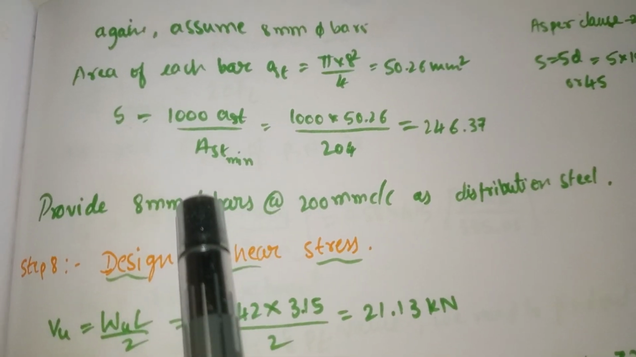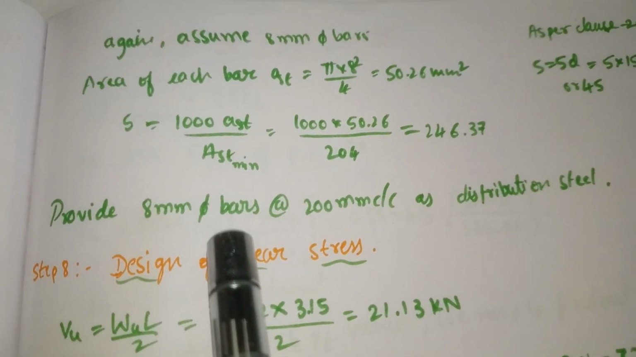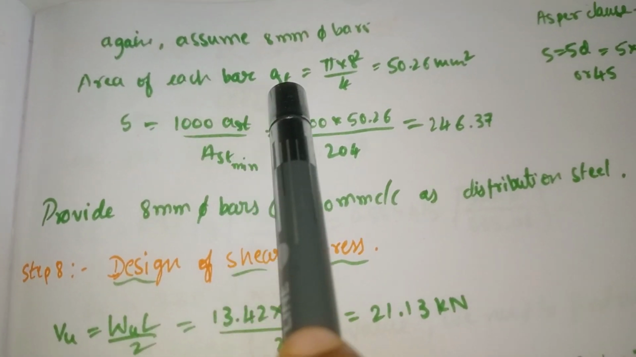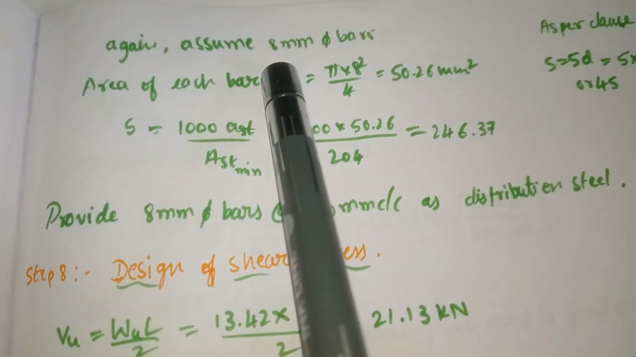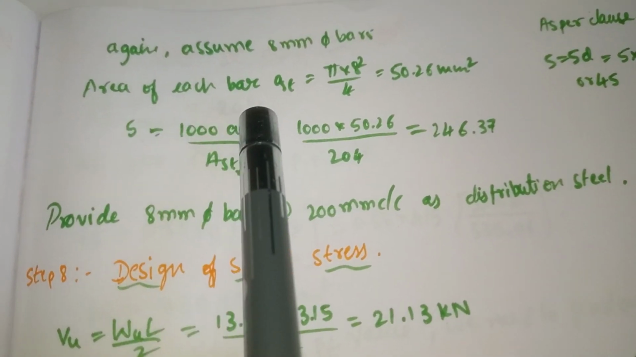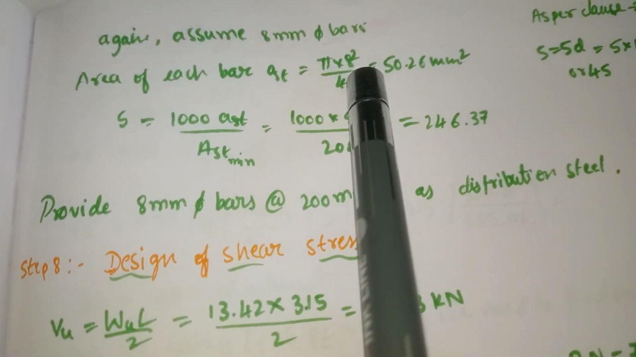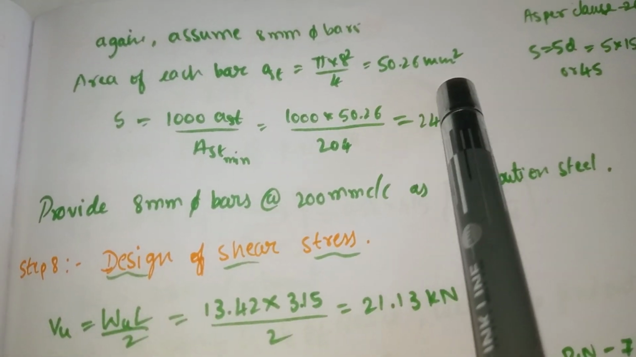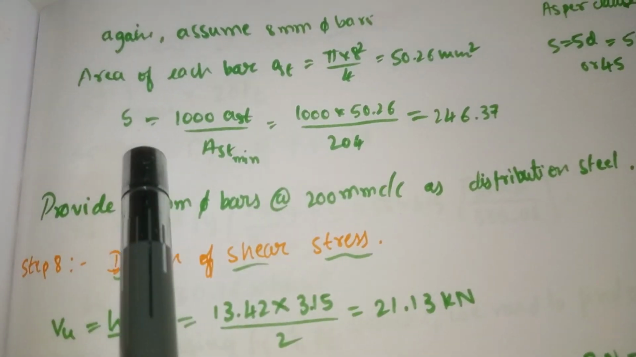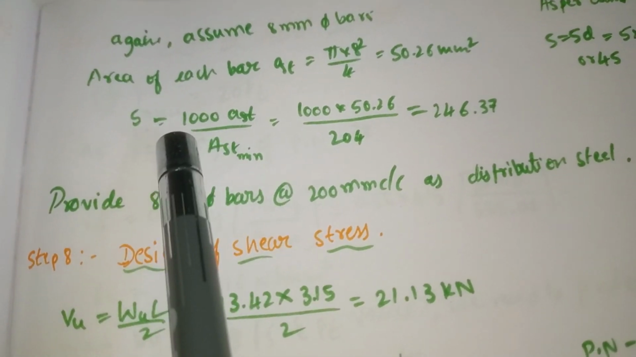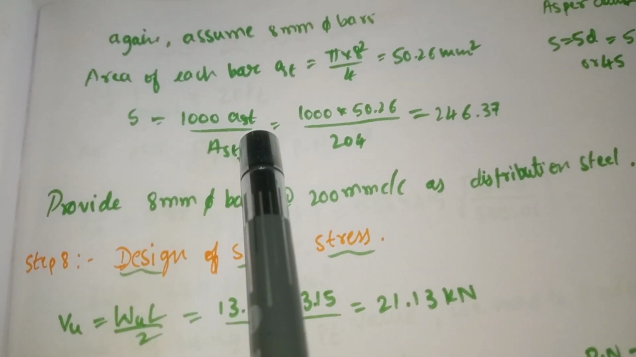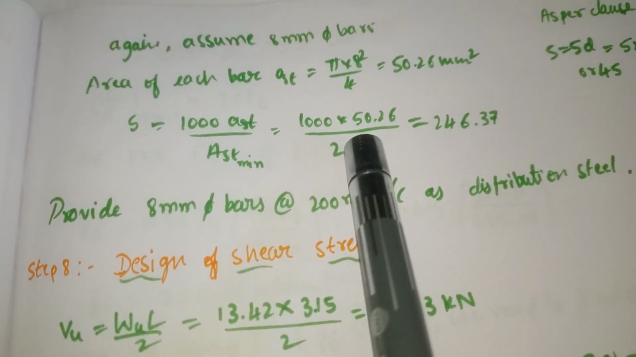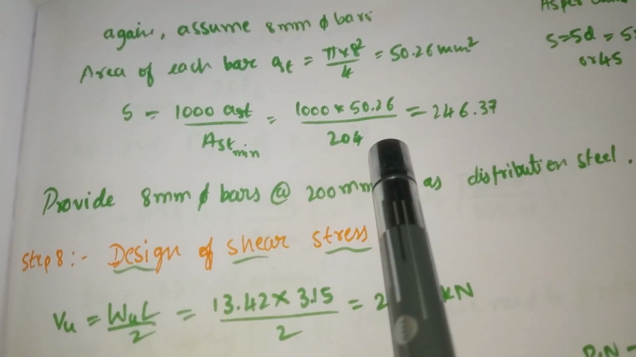Again we have to go for the calculation of spacing and area for the distribution steel. We need to assume the diameter, so I am taking the same, that is 8 mm phi bars. Here area of each bar is equal to pi by 4 into 8 squared. After simplifying we'll get the area as 50.26 mm square. Same, and the spacing formula is equal to 1000 into area of 1 bar divided by AST minimum, which we have calculated just now. 1000 into 50.26 divided by 204.